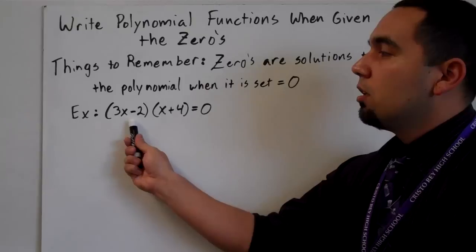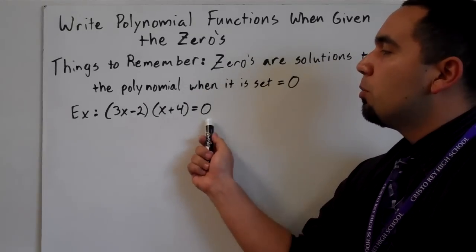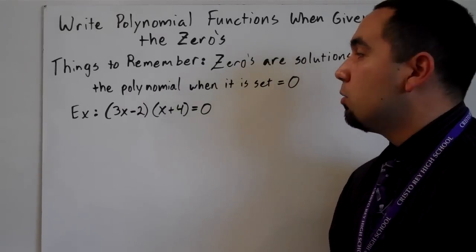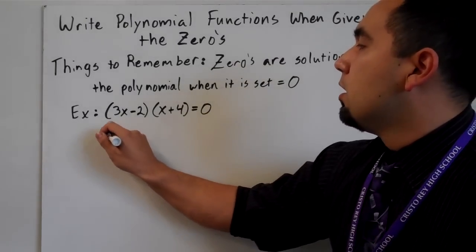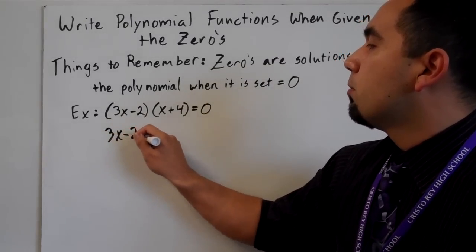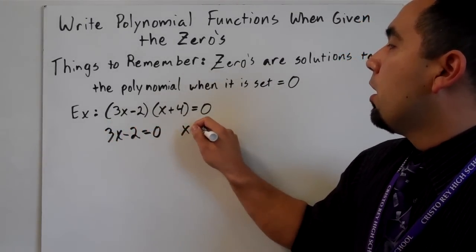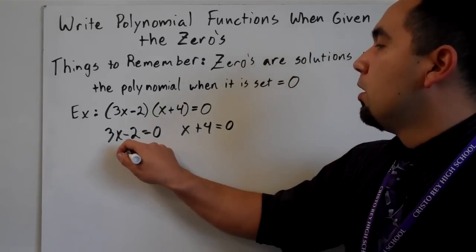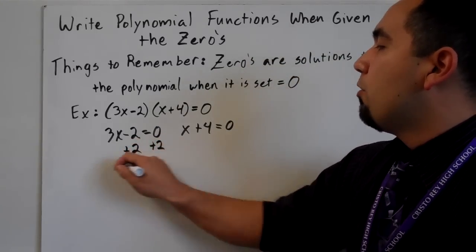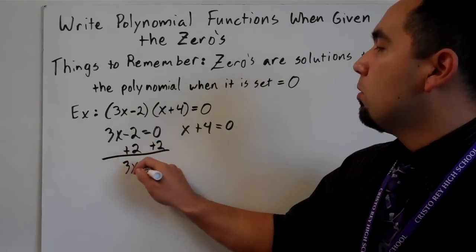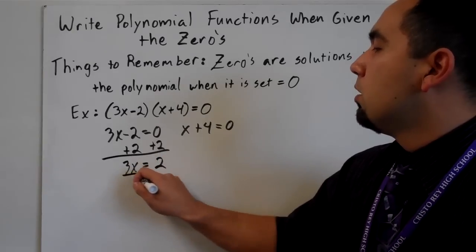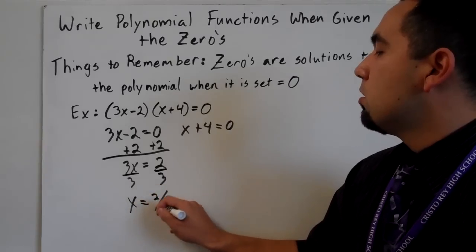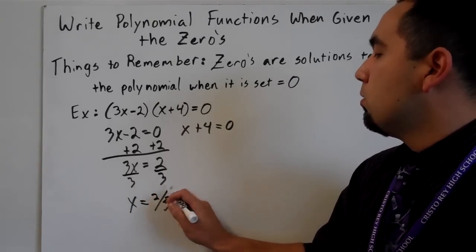So either this number equals 0 or this number equals 0, because if some number times another number equals 0, one of them must be equal to 0. So the way I solve it is I set each of them equal to 0, right? x plus 4 equals 0. If I set them each equal to 0, I can find out what my answer is. I get 3x equals 2, divide by 3, and yes, you are going to get fractions. Don't let that worry you.